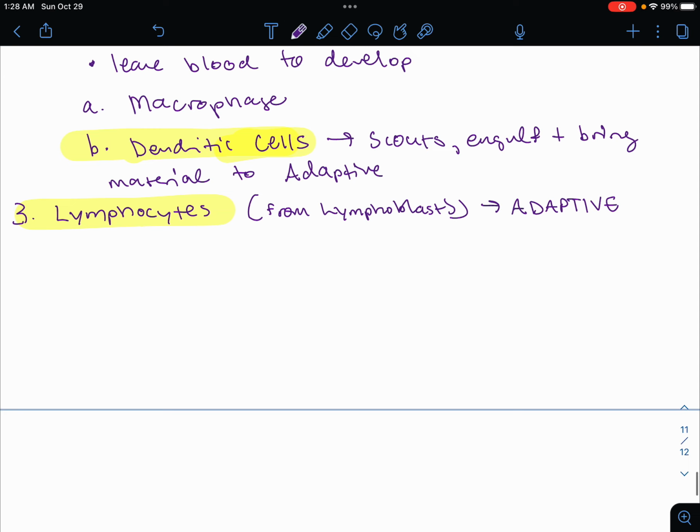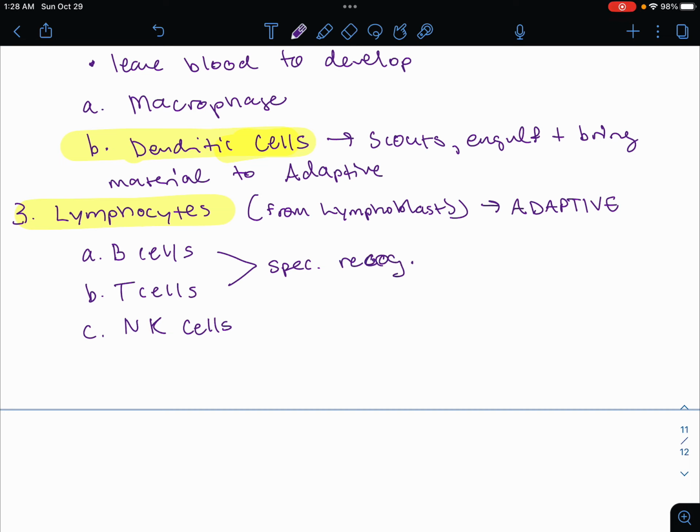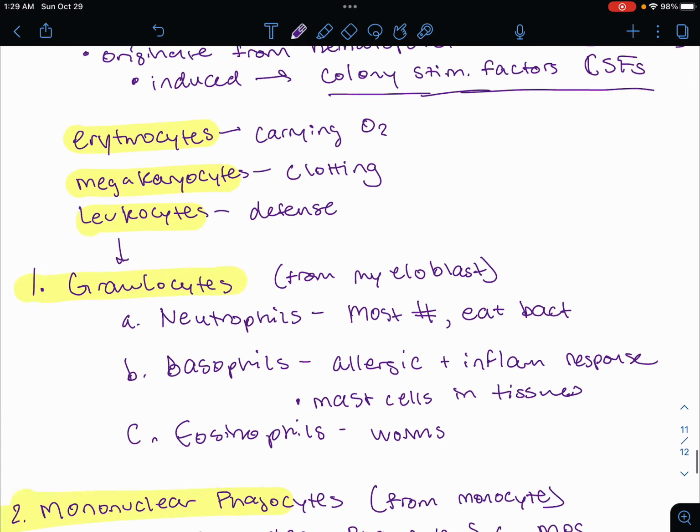We're going to have B cells, as well as T cells, and natural killer cells as well. These are going to be specific recognition. Then more on them later. They are going to be found in, again, lymph nodes and lymphatic tissues. And then the natural killer, they're going to destroy certain cells. Again, more on them later.